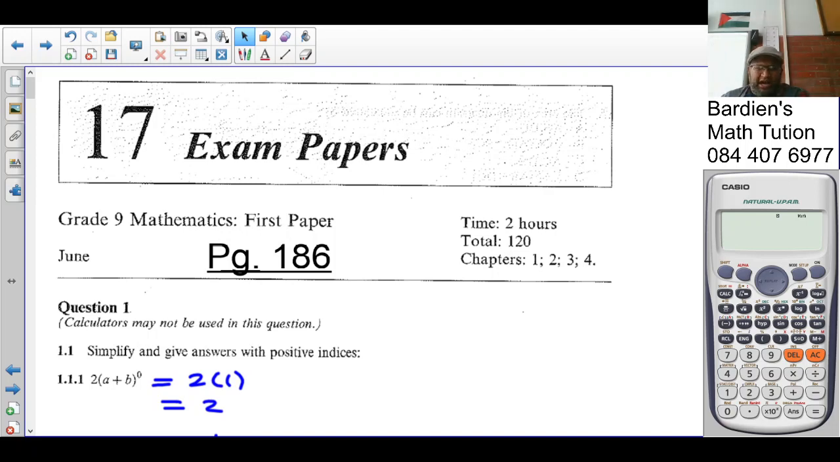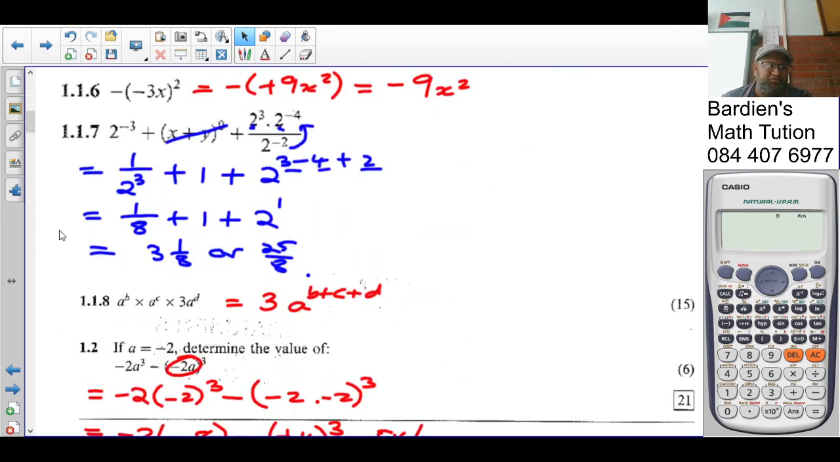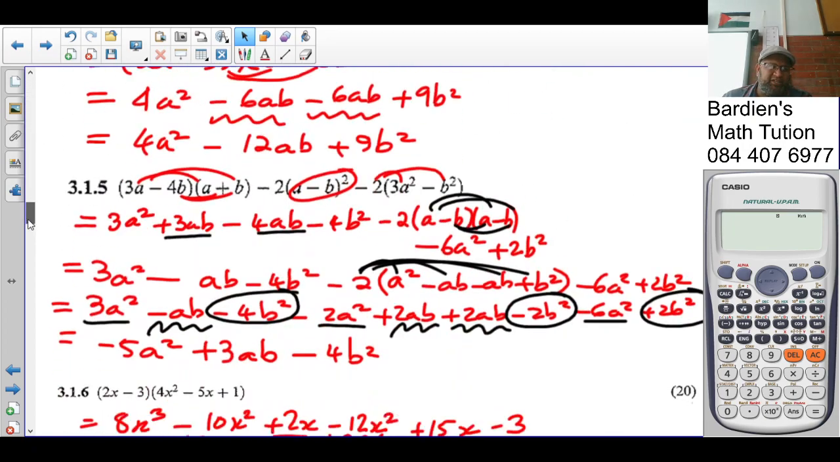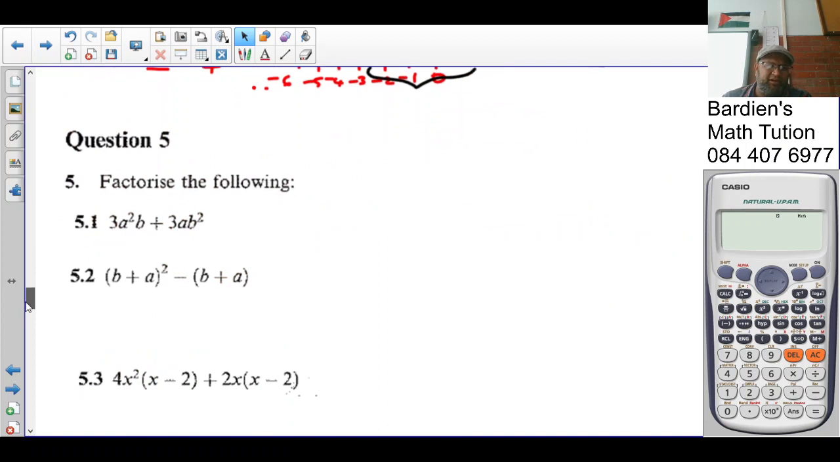Alright, good morning. So now we're looking at the remaining sums of the first November, the June paper on page 186 of the Study and Master. Okay. I think we just left off with question 5, which is the factorization.